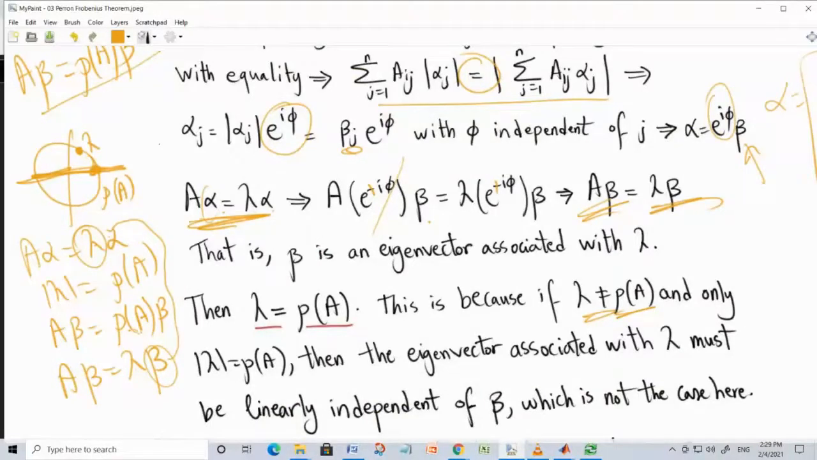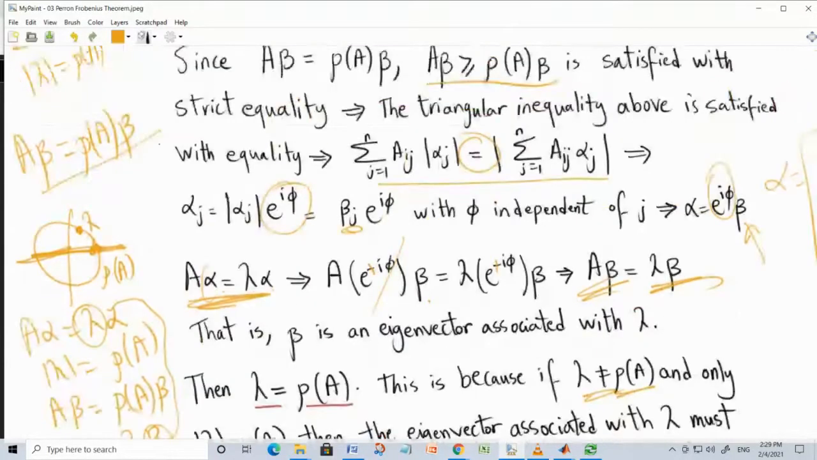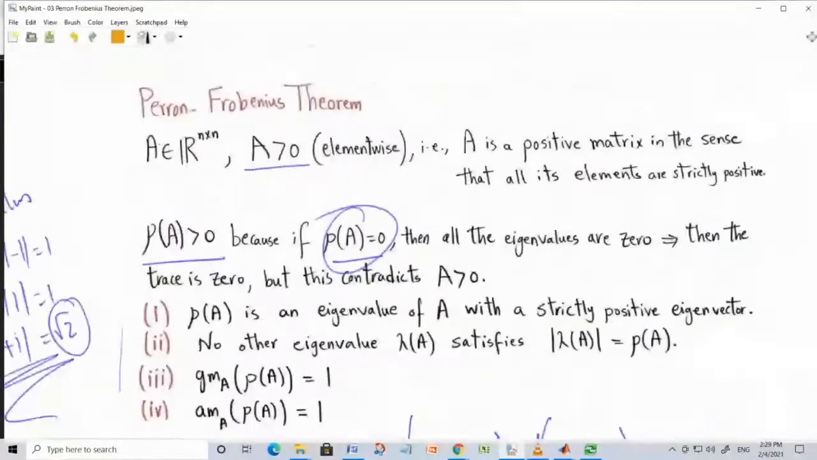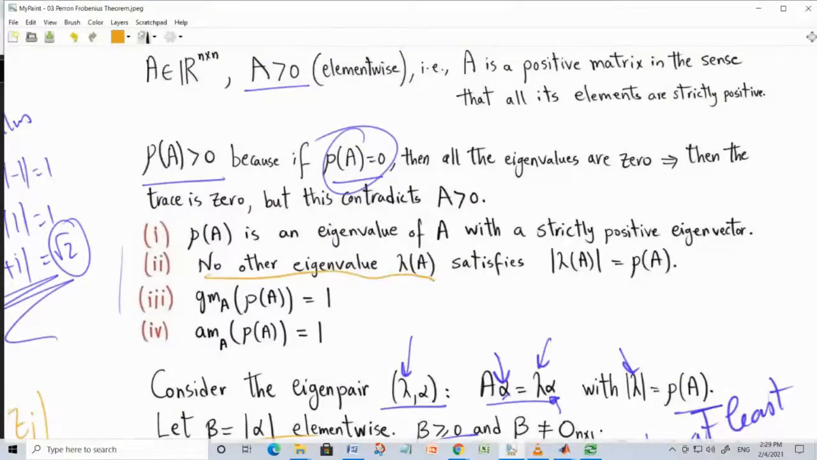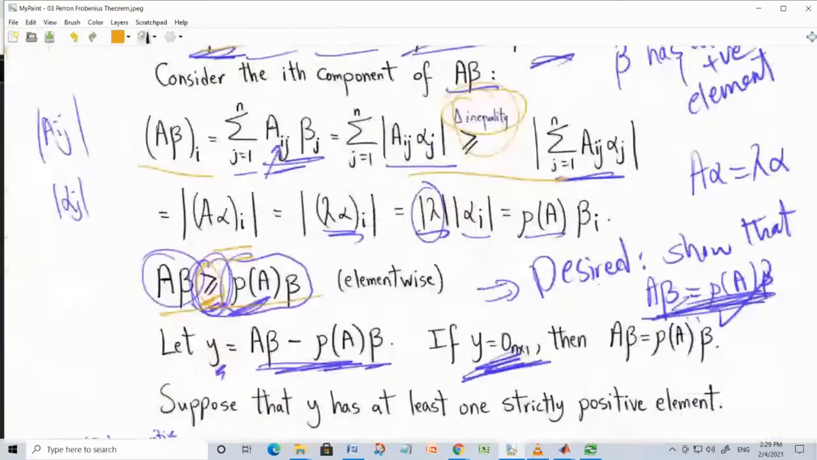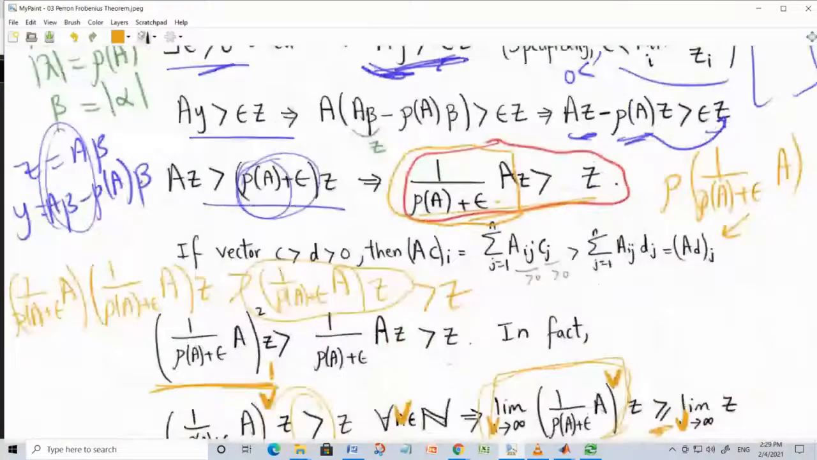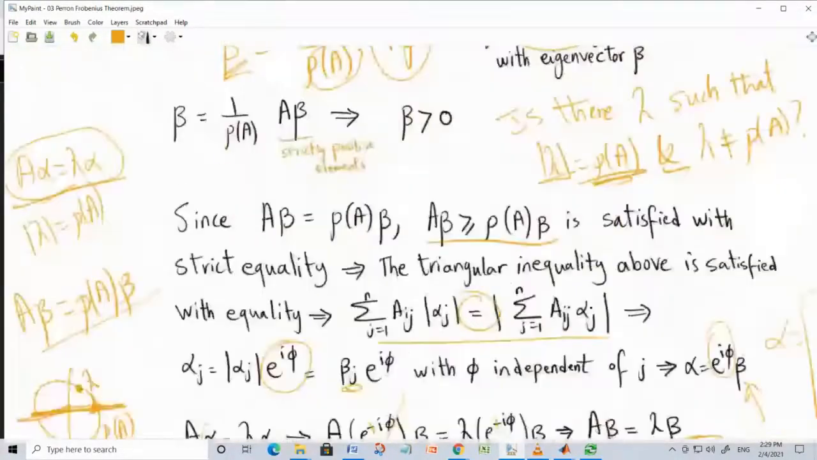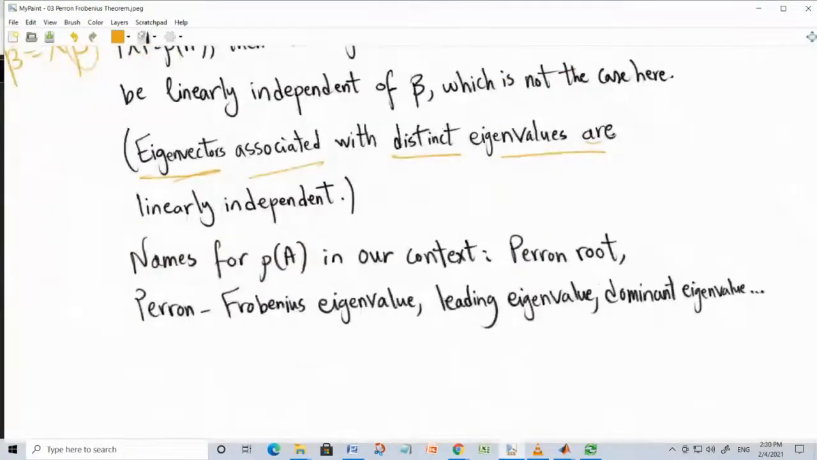Okay, very interesting that a strictly positive matrix has its spectral radius as an eigenvalue, and the associated eigenvector is strictly positive. And then we should claim too, no other eigenvalue of A satisfies this. Okay, the other eigenvalues of A will have a magnitude strictly smaller than the spectral radius. Okay, so now it remains to show that basically the spectral radius as an eigenvalue is a simple eigenvalue.